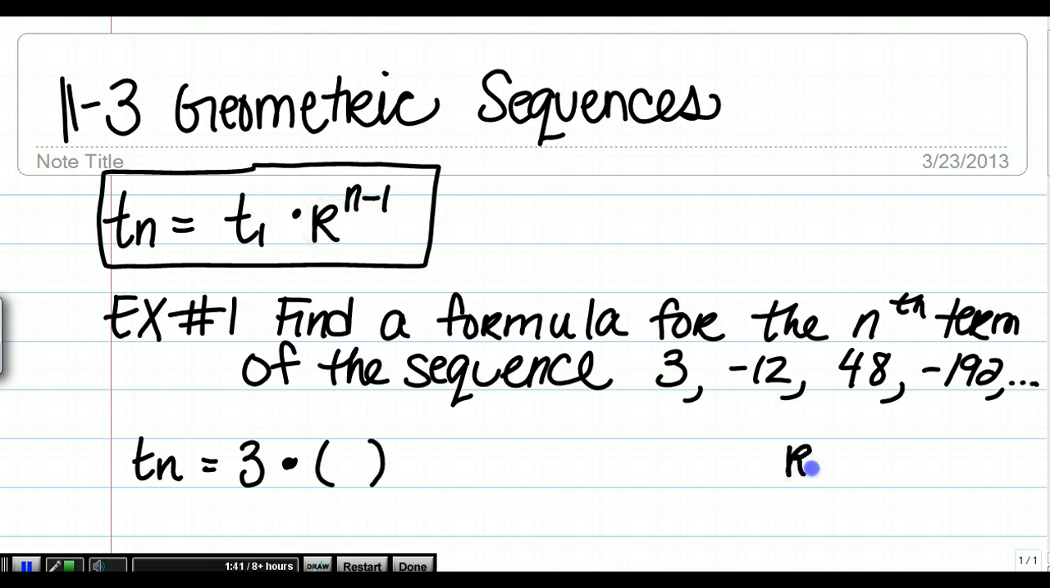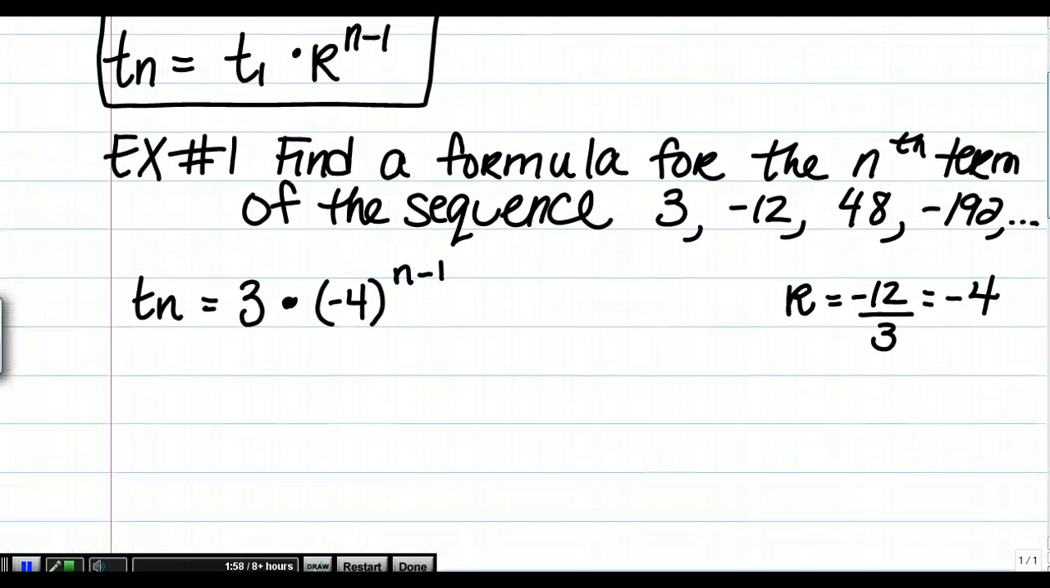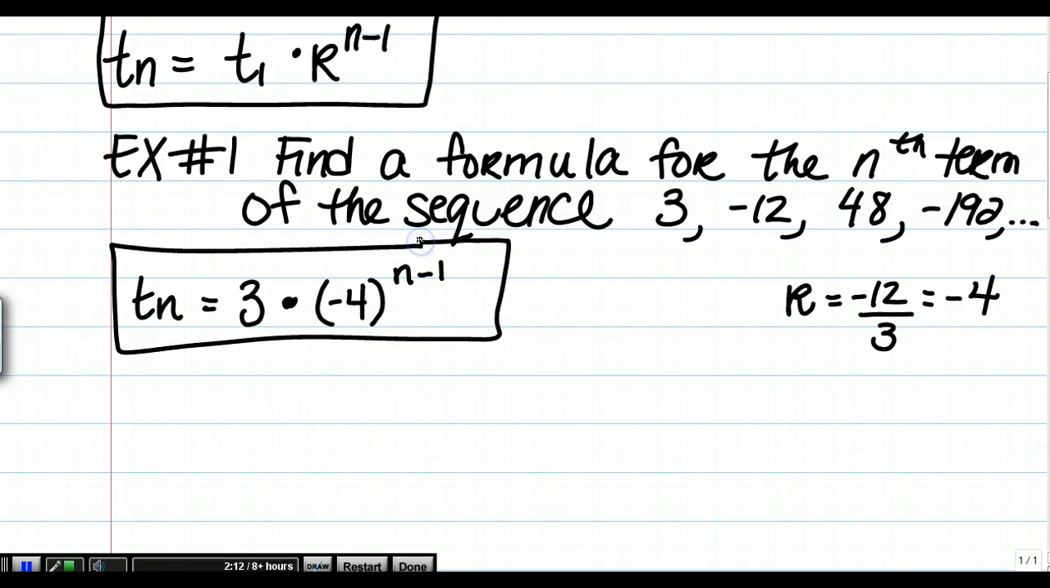In this case, it's r. So in order to find out what r is, you have to take the second divided by the first, and you would end up getting -4. So we'll plug in -4. We know that we're finding the nth term, so we just plug it in, and it's n minus 1. We cannot multiply 3 times -4 to simplify this, because if you remember your rules of exponents, it's exponents first and then multiplication. So this is your nth term or formula for this particular sequence.